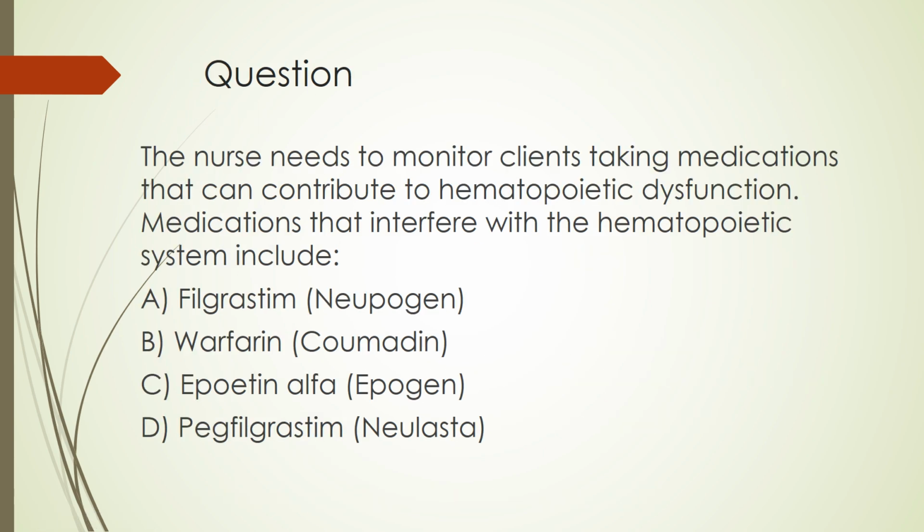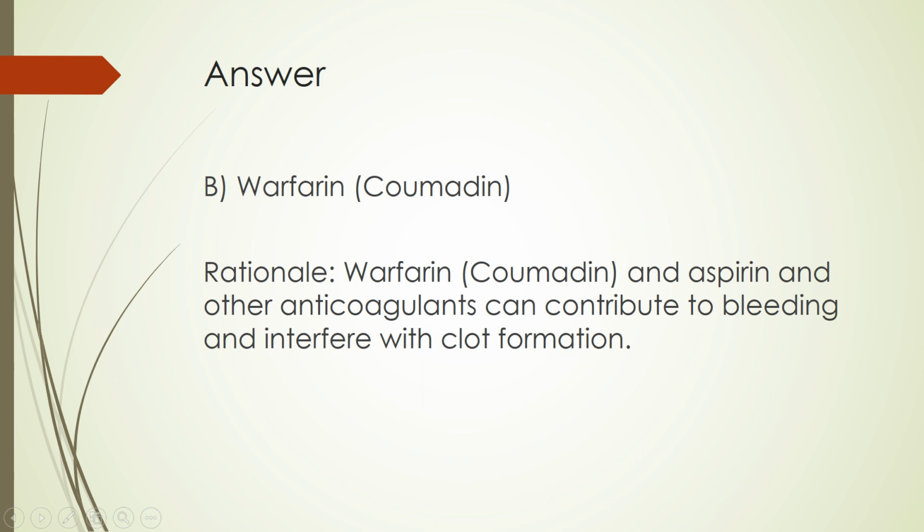Nurses need to monitor clients taking medication that can contribute to hemopoietic dysfunction. Medications that interfere with the hemopoietic system include, which one do you think would possibly cause an issue with your hemopoietic blood system or lymphatic system? Answer is warfarin, Coumadin. Warfarin, Coumadin, aspirin, and other anticoagulants can contribute to bleeding and interfere with clot formation. Okay?